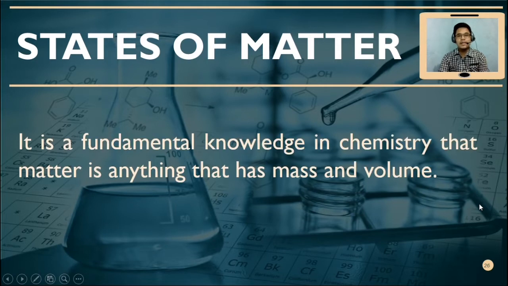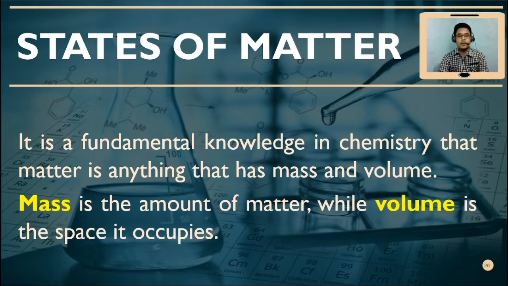In chemistry, it is fundamental knowledge that matter is anything that has mass and volume. The question now is, what is the difference between mass and volume? Mass is defined as the amount of matter that is present in a specific substance or material. On the other hand, volume is the space that a material or substance occupies.